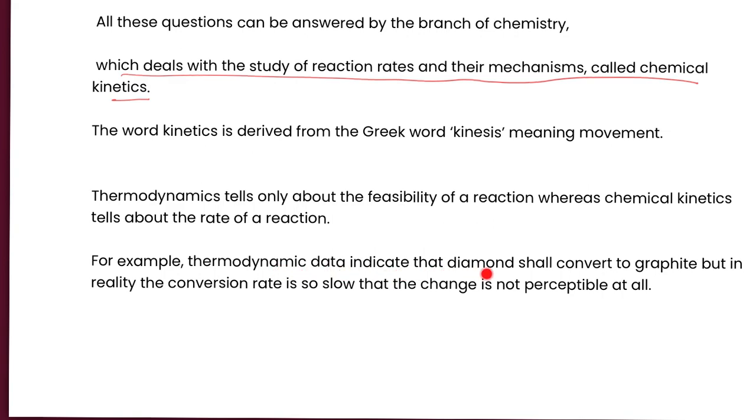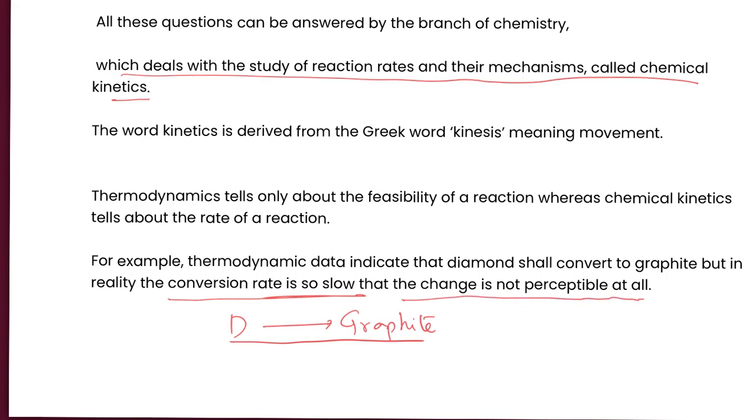Thermodynamic data indicate that diamond shall convert into graphite. That is possible. So according to thermodynamics, diamond converting into graphite is possible. Now, in reality, does it convert like this? No, because its conversion rate is very slow. That change is not perceptible at all, meaning it takes millions of years.